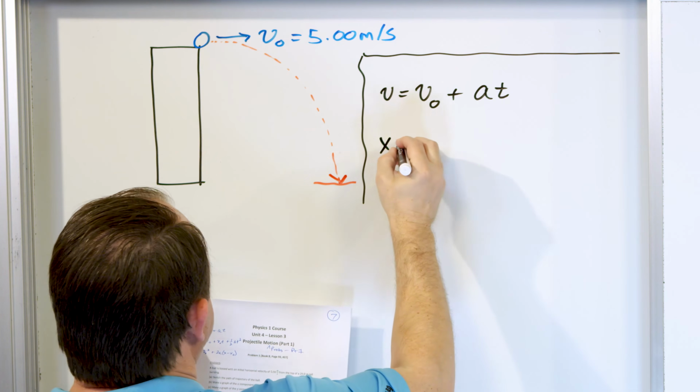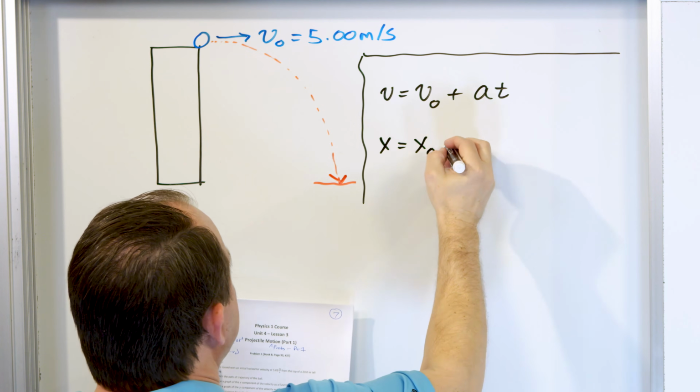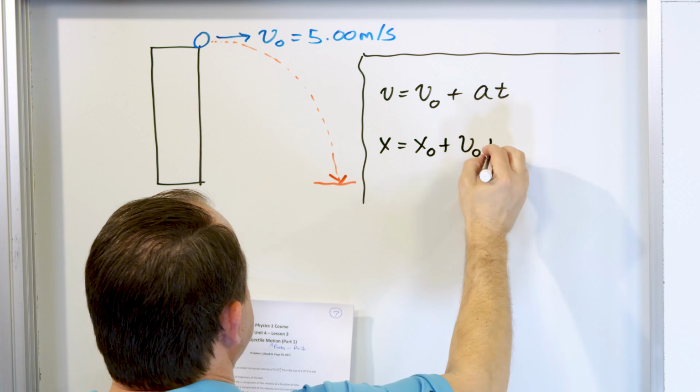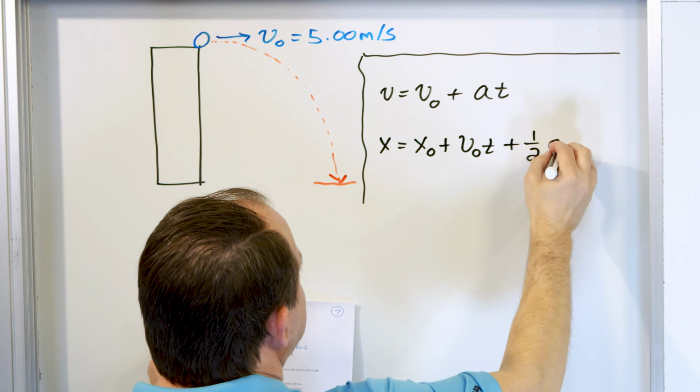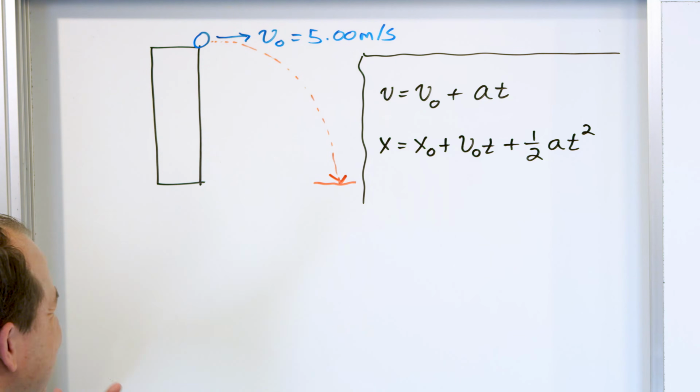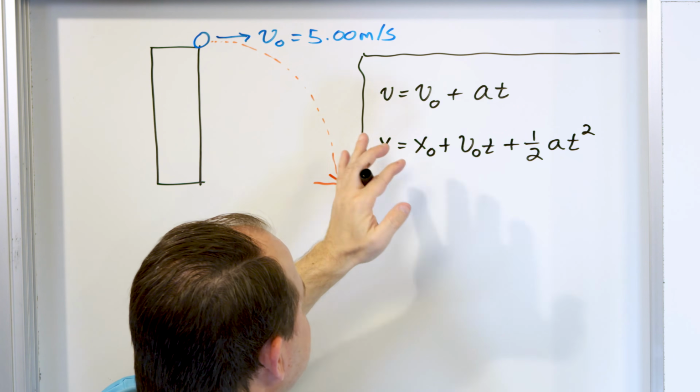Equation number 2 is x is equal to the initial position, x naught, plus v naught t plus 1/2 times a times t squared. Now in this one, I had to put x's because I have to put something for distance.